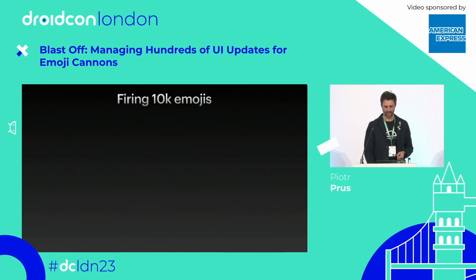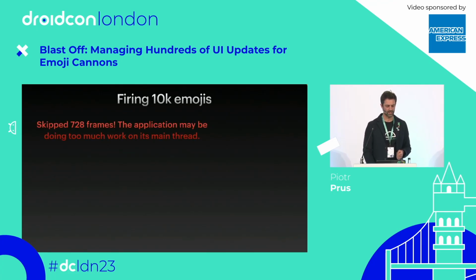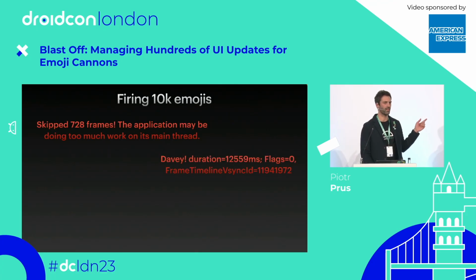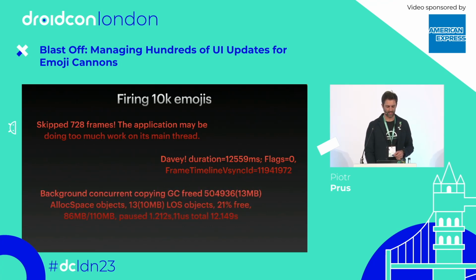So that's great. Now let's go to a more challenging project. Let's fire 10,000 of them. What could happen now? We do not have those recompositions, but we'll still have some performance issue. We skipped 728 frames, and we have this weird error, delay. By the way, this error comes from the name of the VP of Android, Dave, who was filing a lot of bugs. And that's why we have this weird error here, delay. We can see that our garbage collector is firing, and we are freezing the app for 12 seconds.